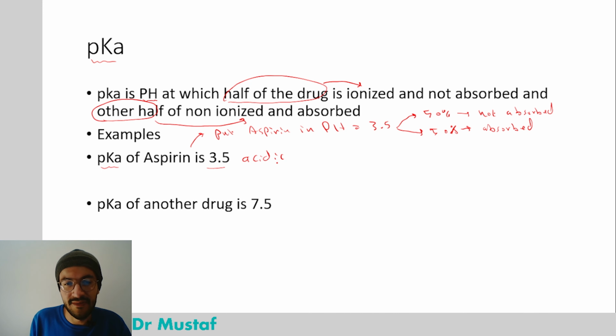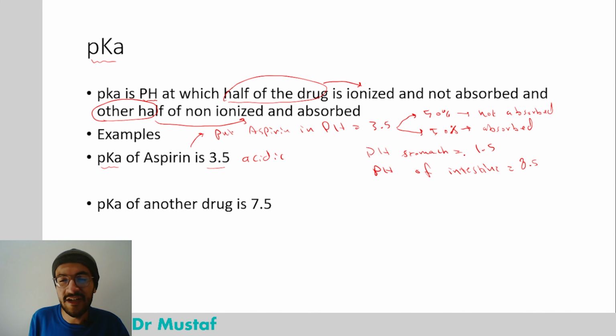So if the patient took aspirin, we have the pH of the stomach. Aspirin would go first through the stomach and then into the intestine. The pH of the stomach is 1.5, and the pH of the intestine is 8.5. So the stomach is more acidic, and aspirin is also acidic, so it would be best absorbed at the stomach pH, but when it comes to the intestine, it would get charged and it would not be absorbed.